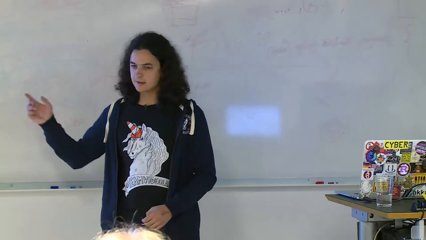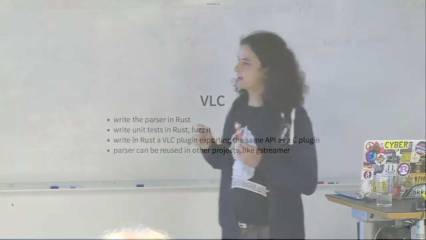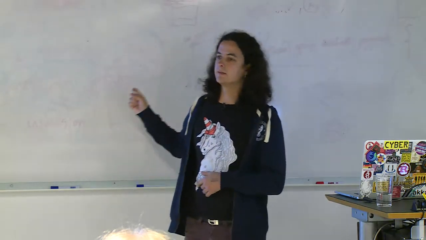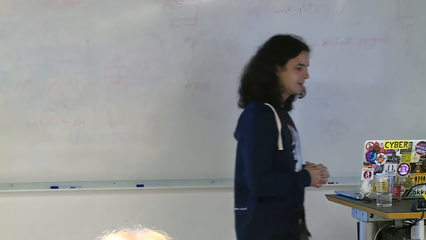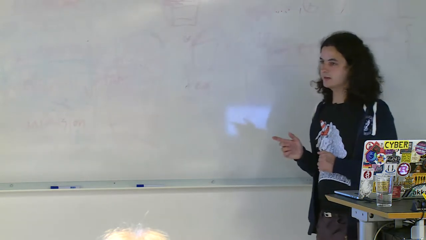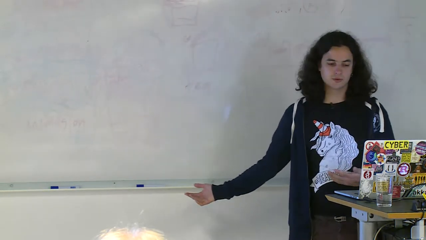So this FLV parser, I then wrap that in a VLC plugin that I wrote in Rust completely. I can just make a library, a DLL from that VLC plugin, push that inside the VLC folder, and it will work directly because I can export the exact same API as C code. And since the parser is in Rust, it can be used in other Rust projects. It has been reused by people from the GStreamer project, who have been doing a lot of Rust recently. I've been having fun trying to make that work with WebAssembly, because at some point people will want to decode video in WebAssembly, and I'm just writing the tools for them.